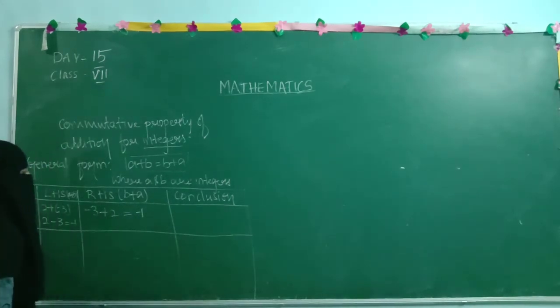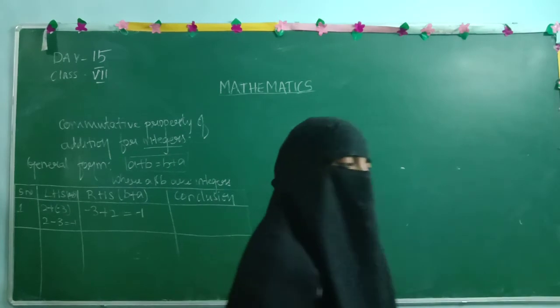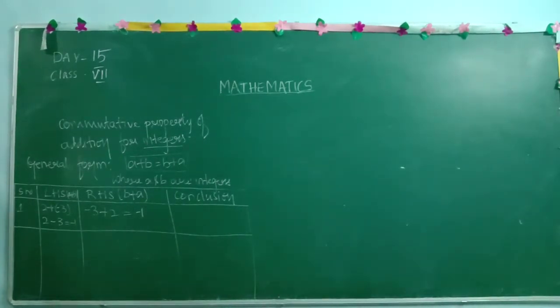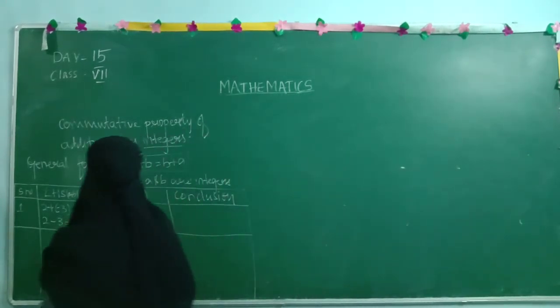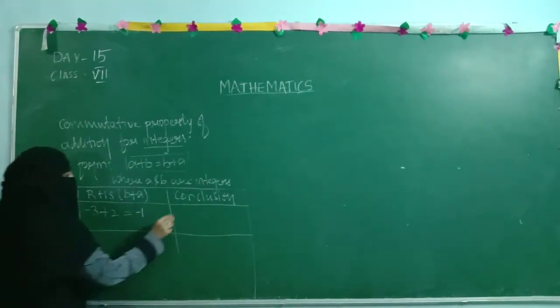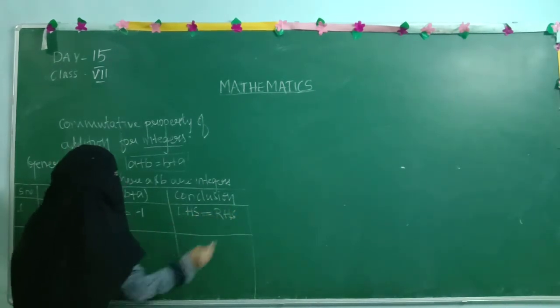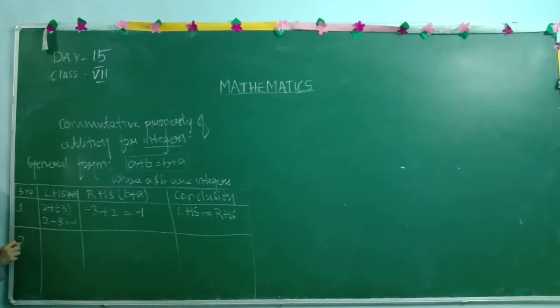In the conclusion we have to say the result. What is the result? Yes, definitely the result is an integer itself. If you are writing a plus b or b plus a, on both sides you are getting the result as an integer itself. So in the conclusion you will get LHS and RHS are equal. What are you going to write in the conclusion? LHS equals RHS.